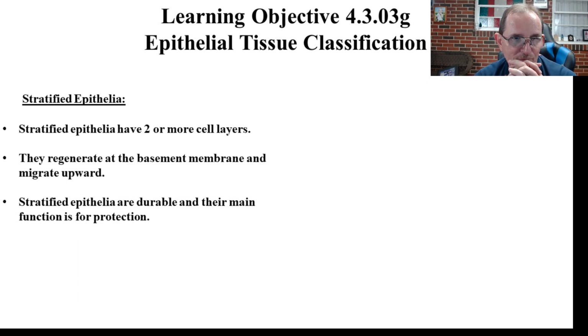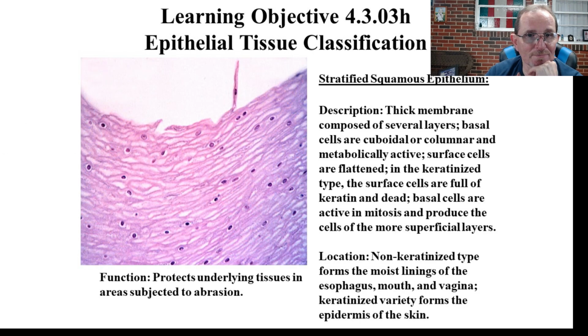Stratified epithelia regenerate. In stratified epithelium, only the very bottom row is undergoing cell division. Everything else is not. Their main function is to protect. That's why we have multiple layers.